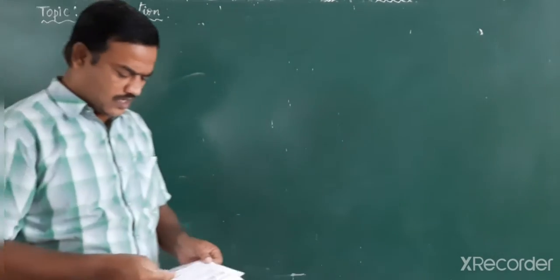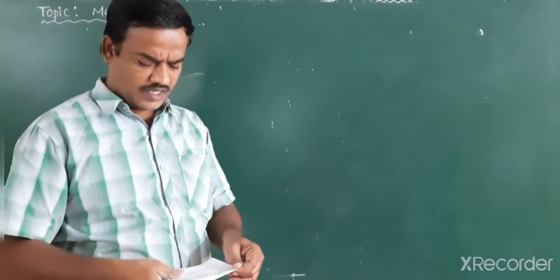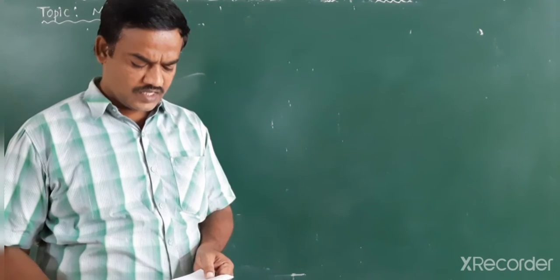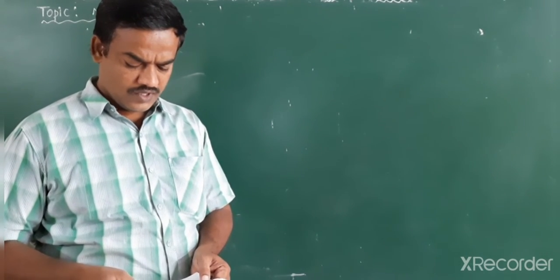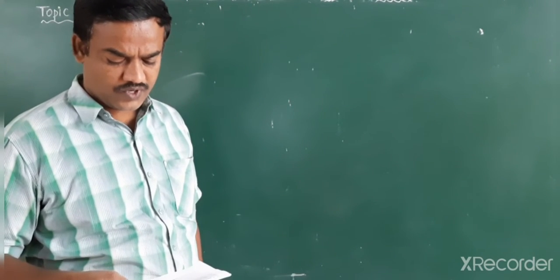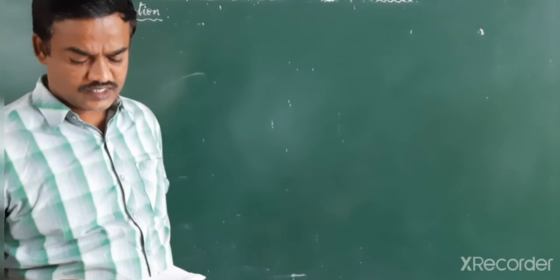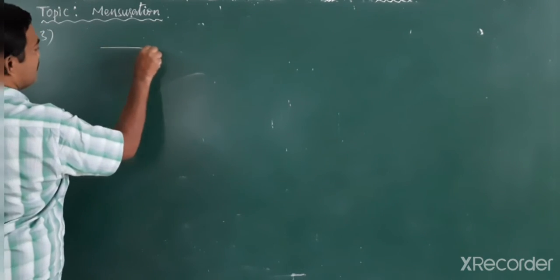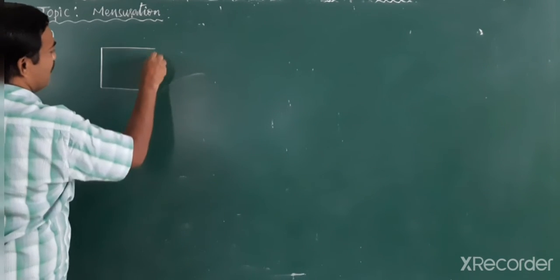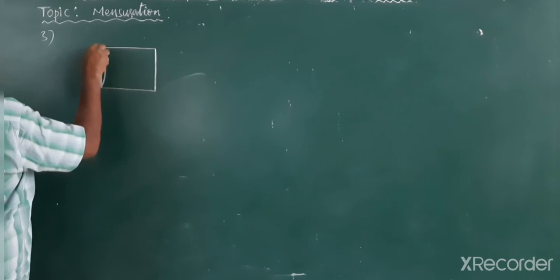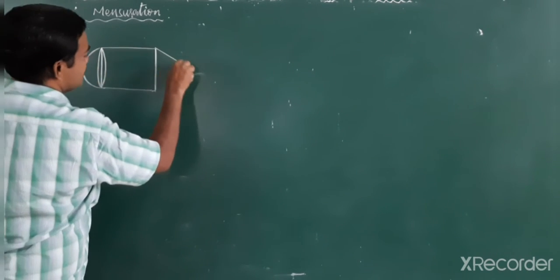Third question: a solid in the shape of a right circular cylinder with a hemisphere at one end and a cone at the other end. The radius of the common base is 8 centimeters and the heights of the cylinder and conical portion are 10 centimeters and 6 centimeters respectively. Find the total surface area of the solid. So here, in the solid in the shape of a cylinder, one end will be a hemisphere and another end will be a cone. Like this.